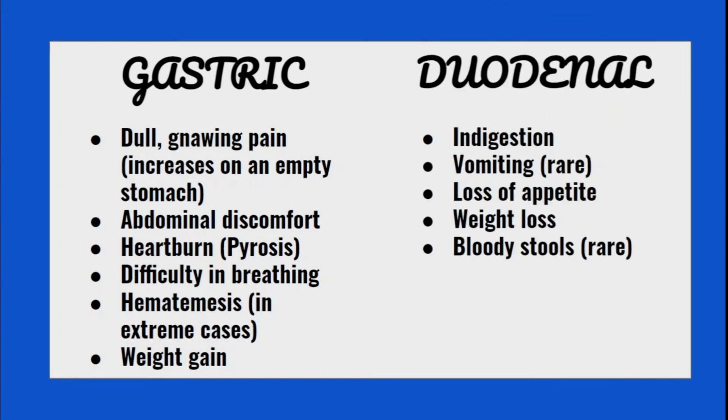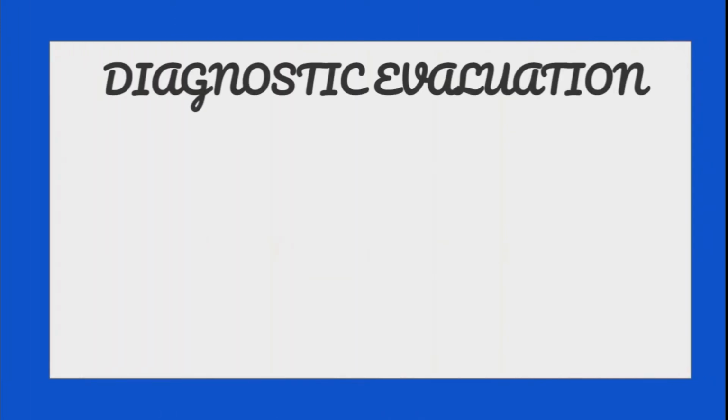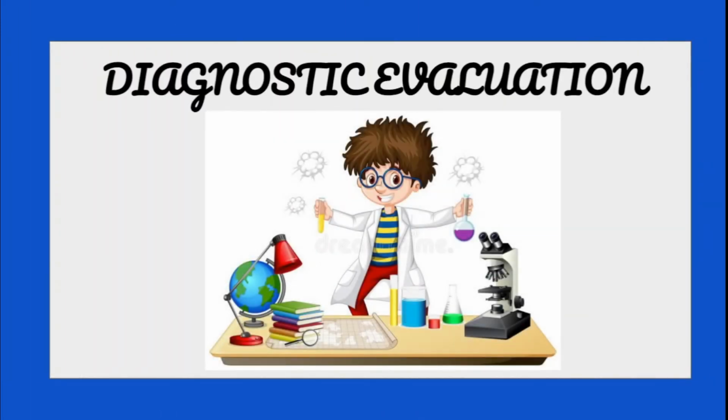And duodenal ulcer, which is completely opposite to that of gastric ulcer. Because there is indigestion, they can be vomiting, which is very rare in ulcer patients. This may cause loss of appetite because the previously eaten food has not digested. Because of that, there will be loss of appetite and you are not eating, which will cause weight loss. And in extremely rare conditions, there will be bloody stools. Next, we go to the diagnostic evaluation.